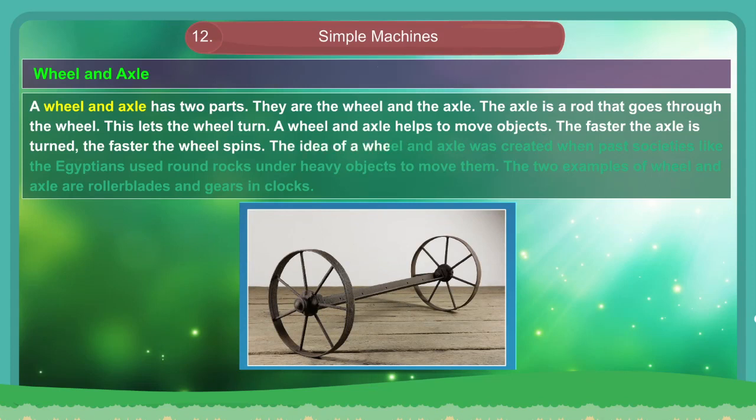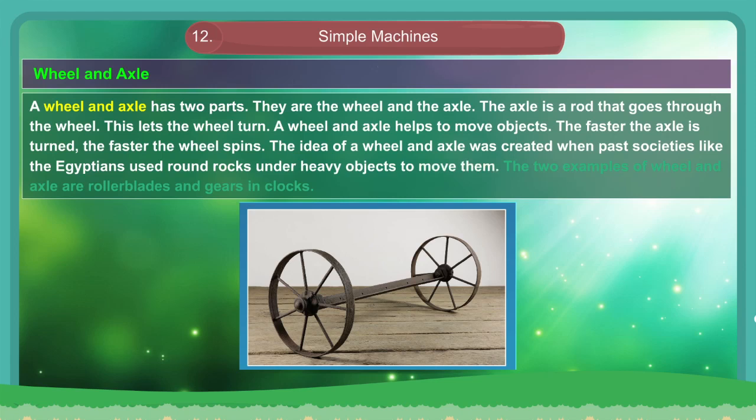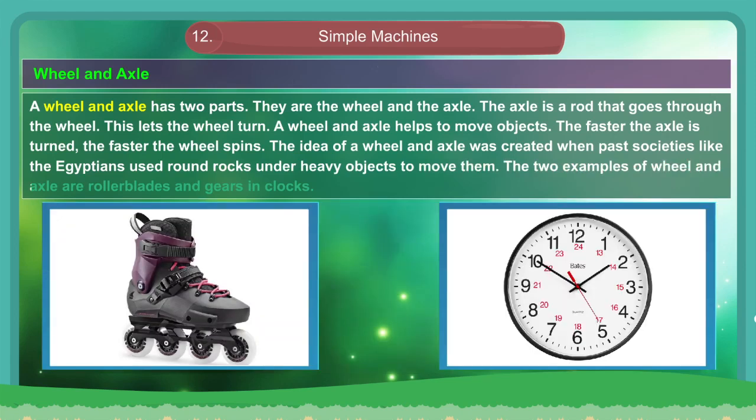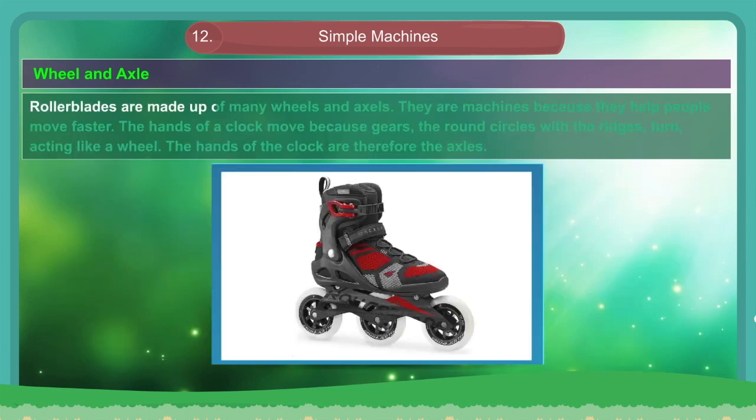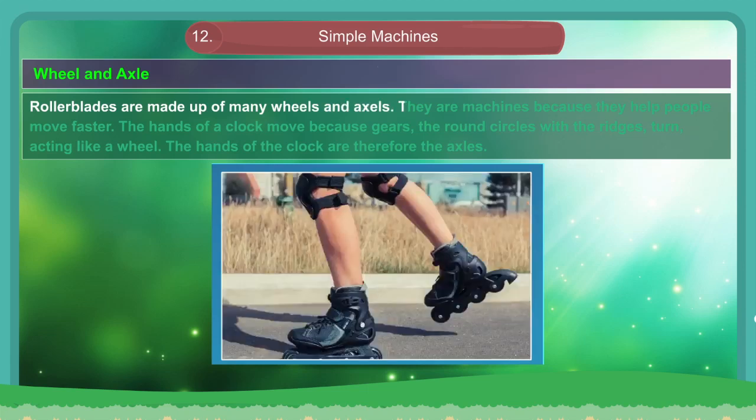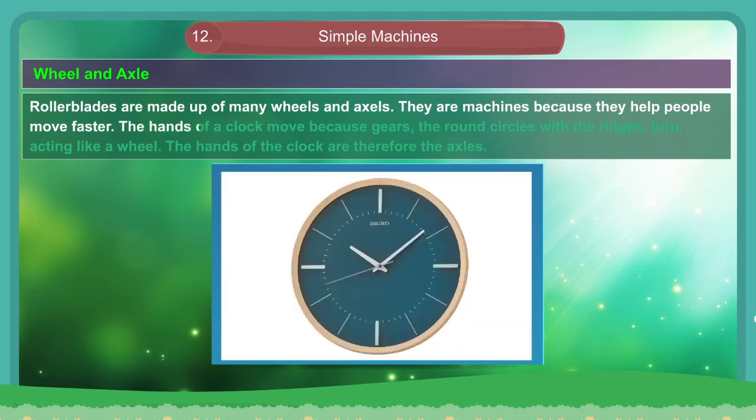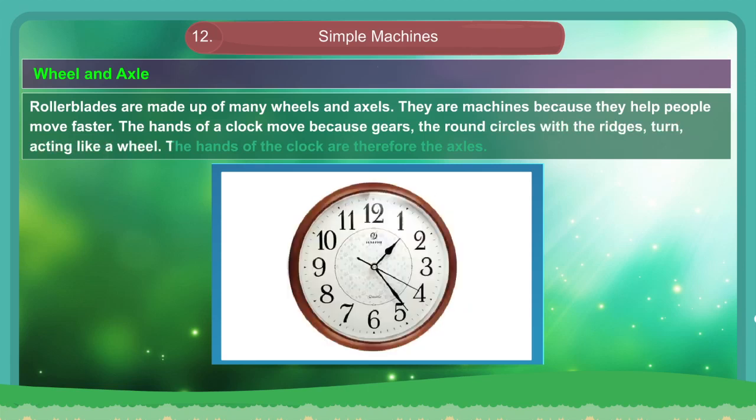The idea of a wheel and axle was created when past societies like the Egyptians used round rocks under heavy objects to move them. The two examples of wheel and axle are roller blades and gears in clocks. Roller blades are made up of many wheels and axles. They are machines because they help people move faster. The hands of a clock move because gears, the round circles with the ridges, turn, acting like a wheel. The hands of the clocks are therefore the axles.